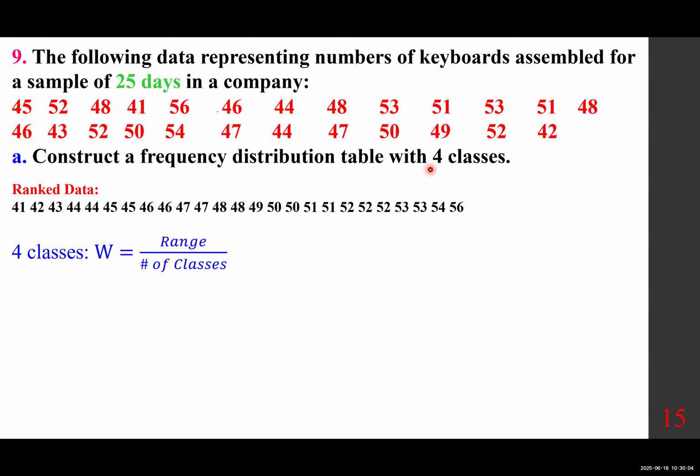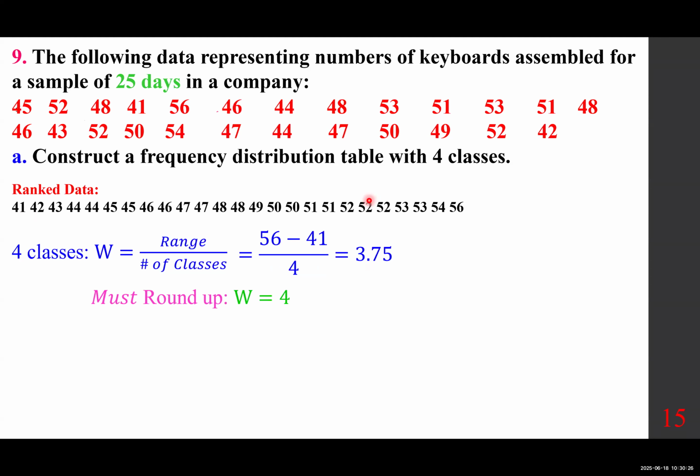So 56 minus 41 divided by 4 is 3.75. So this would be the number that you need. You always round up to make it easier. You don't want to put 3.75 as a width. And so when you round up, then it becomes 4.